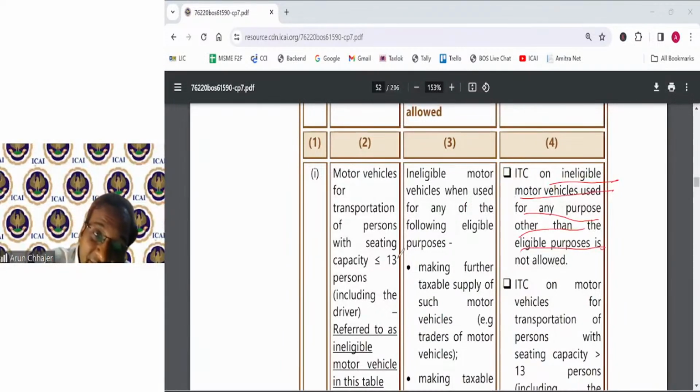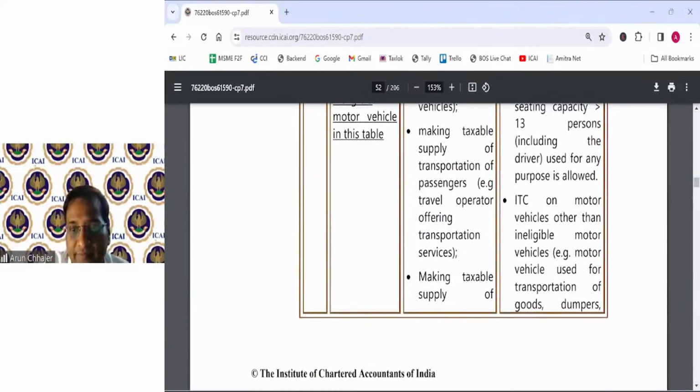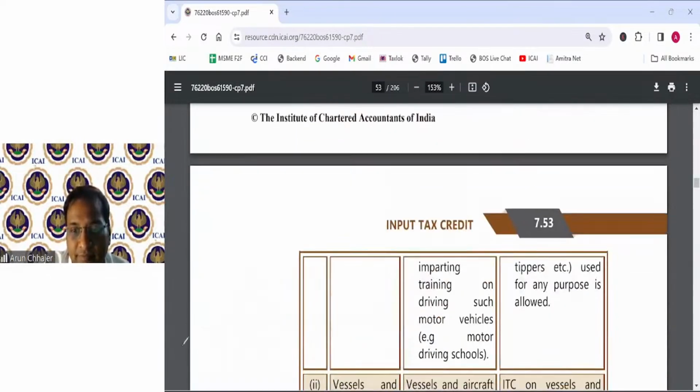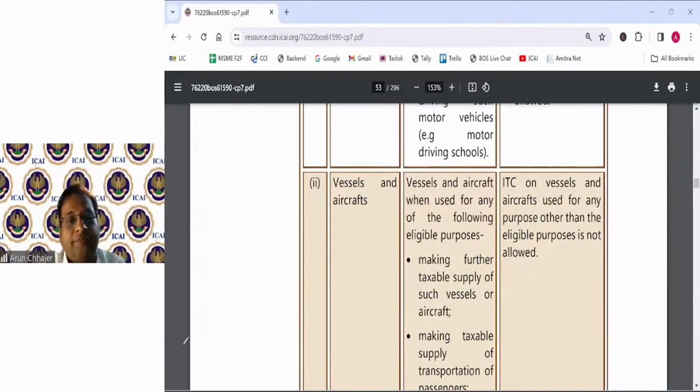Then if the vehicle itself is more than 13 seater, ITC is allowed. If the vehicle is for transportation of goods, ITC is allowed. Correct. These are the exceptions, and this is the eligibility and ineligibility with respect to motor vehicle. Dumper, tipper, etc. used for any purpose, ITC would be allowed.